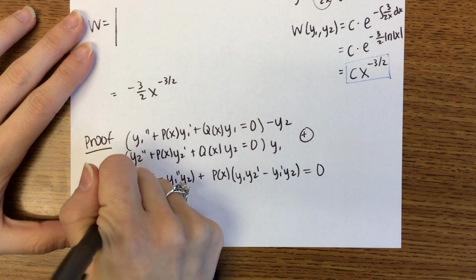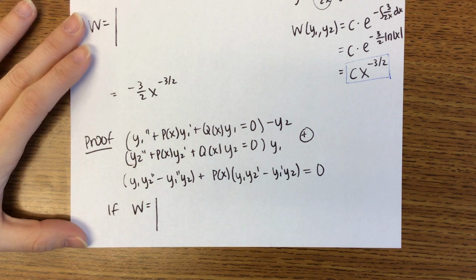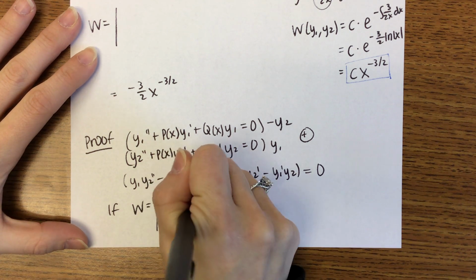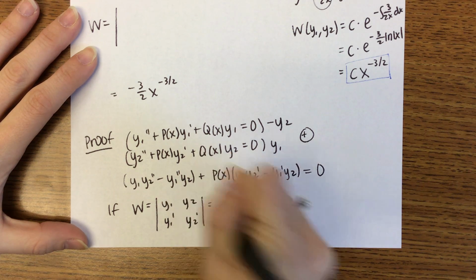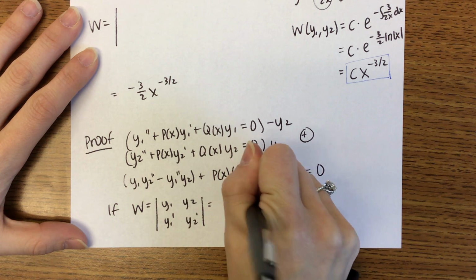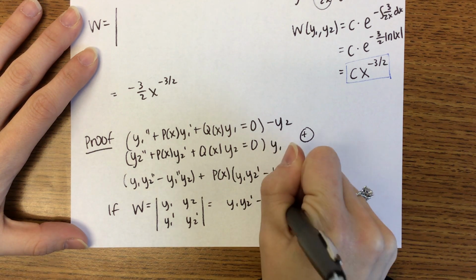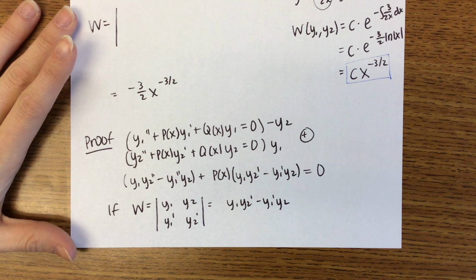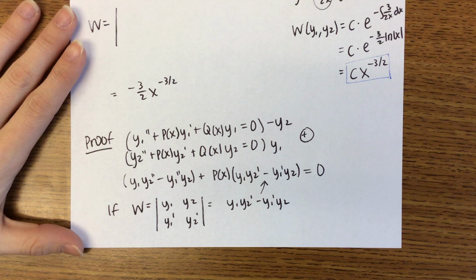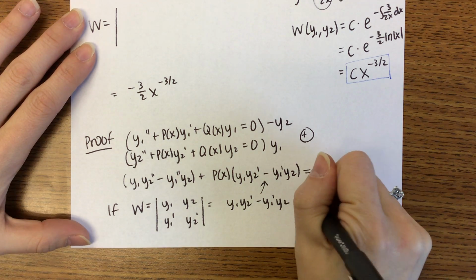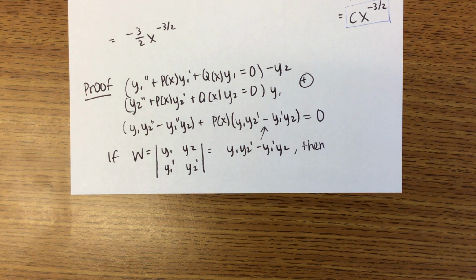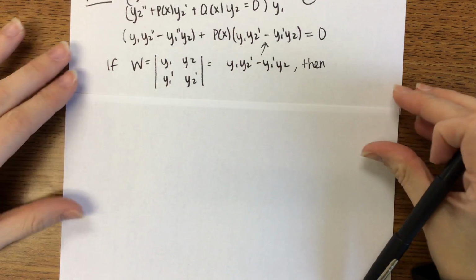Side note before we go any further, we do need to use the Wronskian. So remember our Wronskian is y1, y1 prime, y2, y2 prime. Our Wronskian then ends up being y1 y2 prime minus y1 prime y2, which you should see is that right there. What we also need to know is what happens if we take the derivative of the Wronskian.